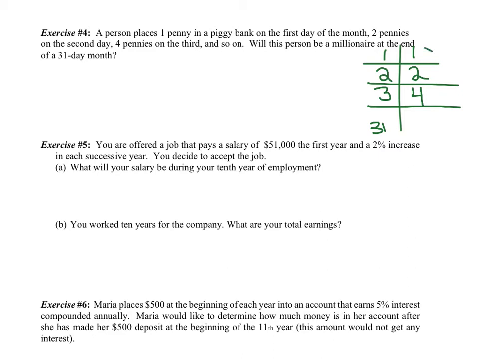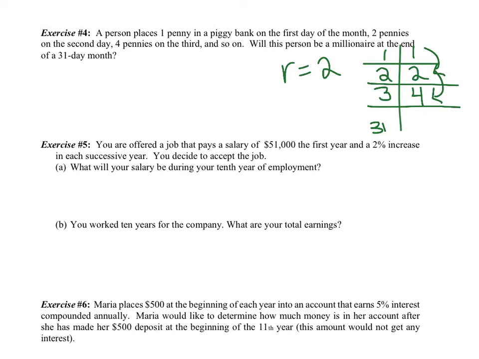This is also geometric because how am I getting from 1 to 2 and 2 to 4? I'm multiplying by 2. So that tells me that my common ratio is 2. So that's another hint that it's geometric. But I'm going to do a series because I want to know how much money we're going to have at the end of the 31-day month.